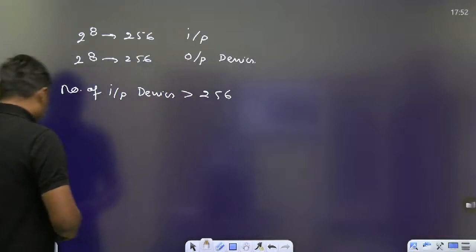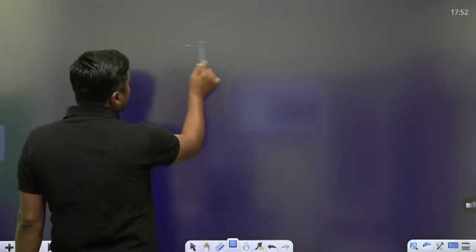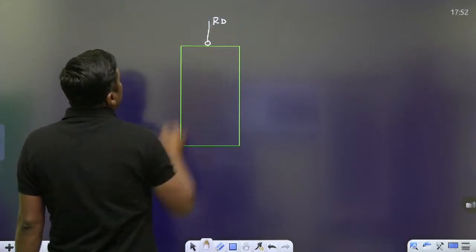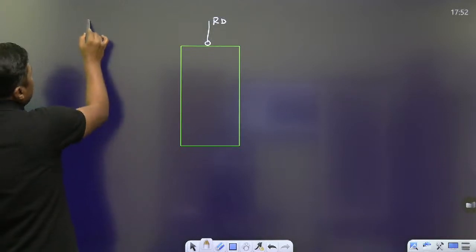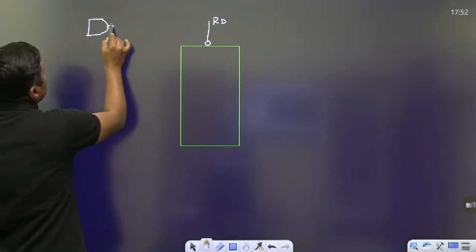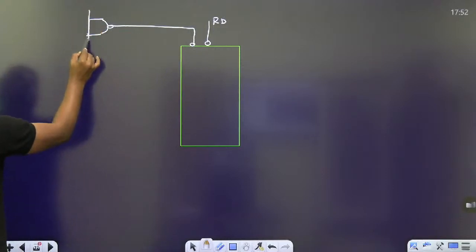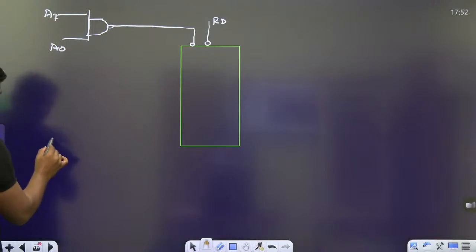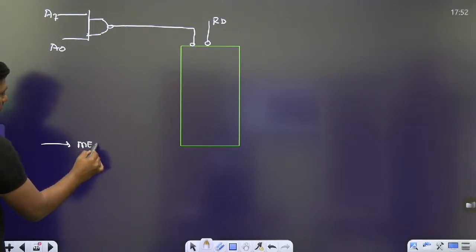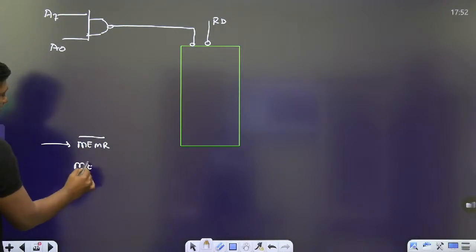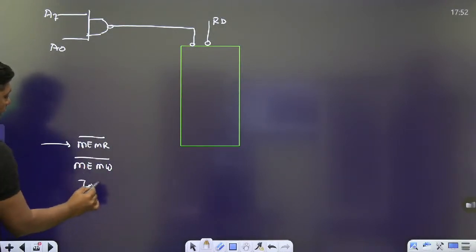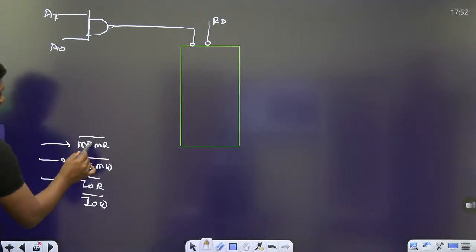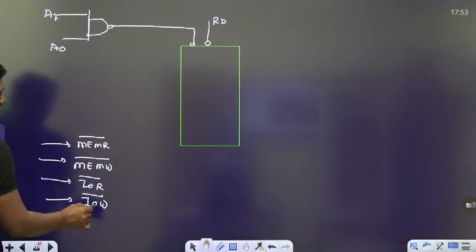Again, it is possible. For example, if this is an input device, try to understand. This is the input device. This read signal is given here. Now, if it has 8 address lines, for example, you are connecting from A0 to A7 only. And already I have given that the microprocessor will generate 4 signals: memory read, memory write, input output read, input output write. These are the 4 control signals.